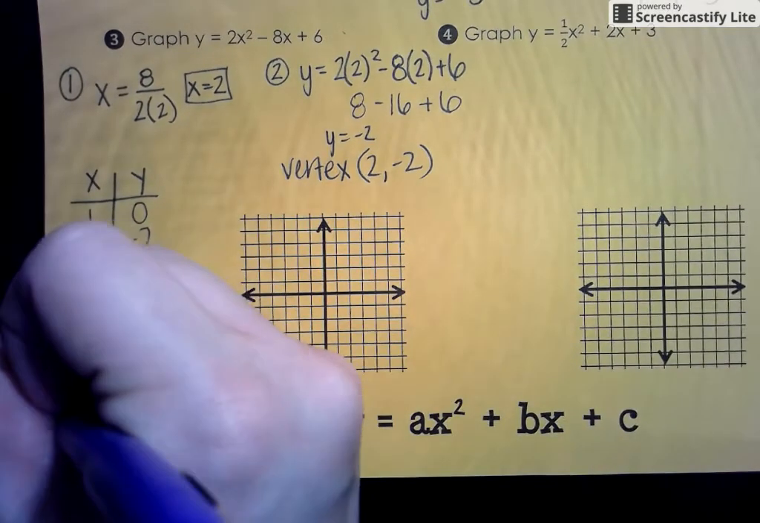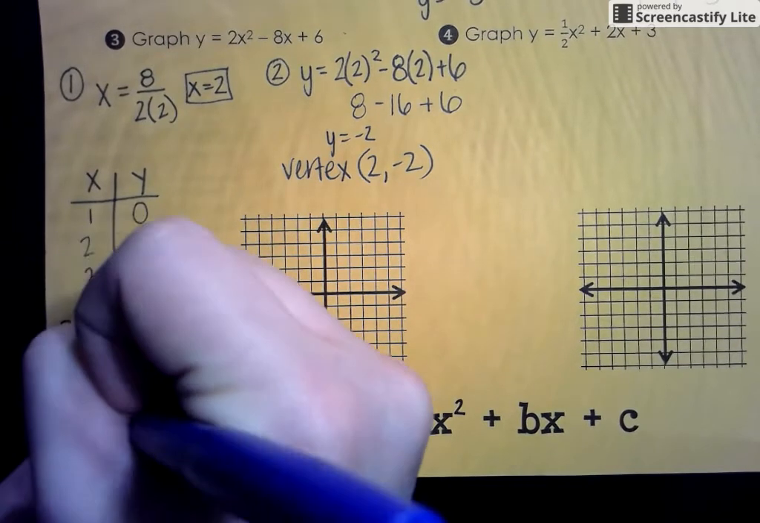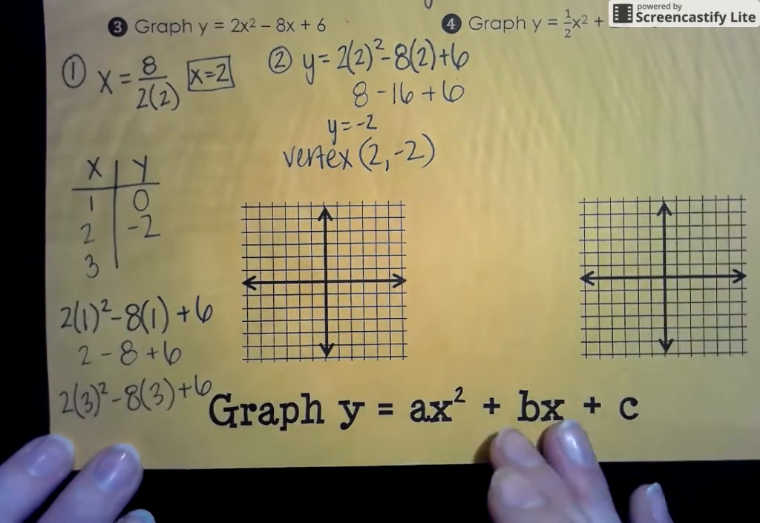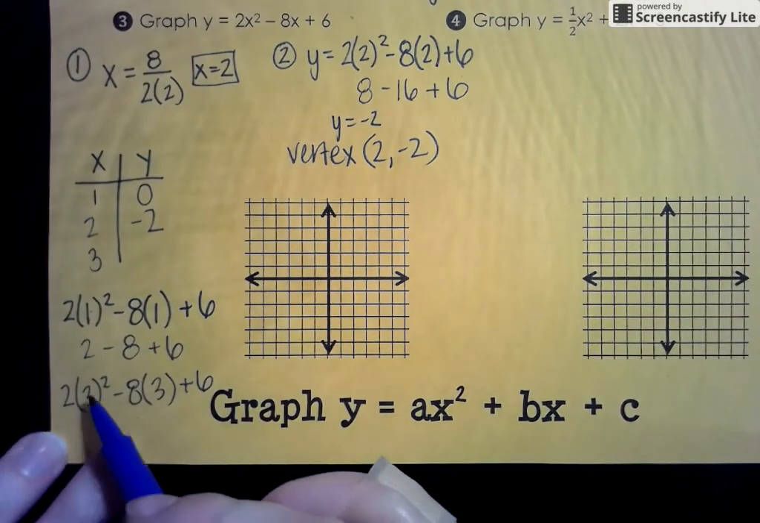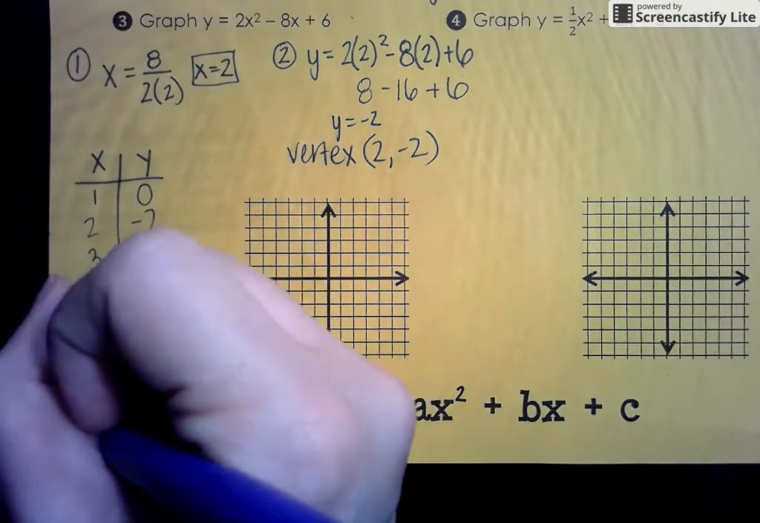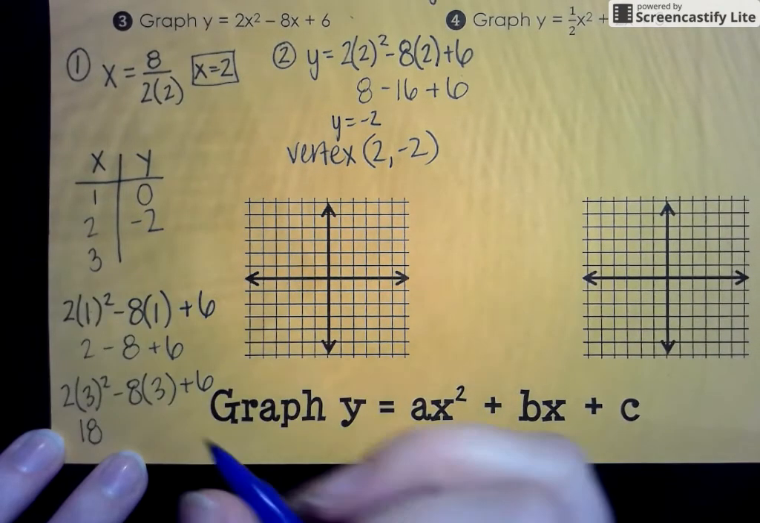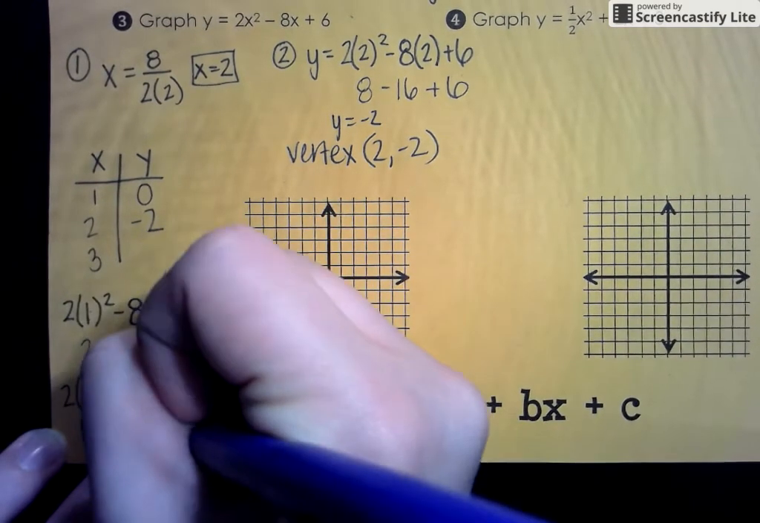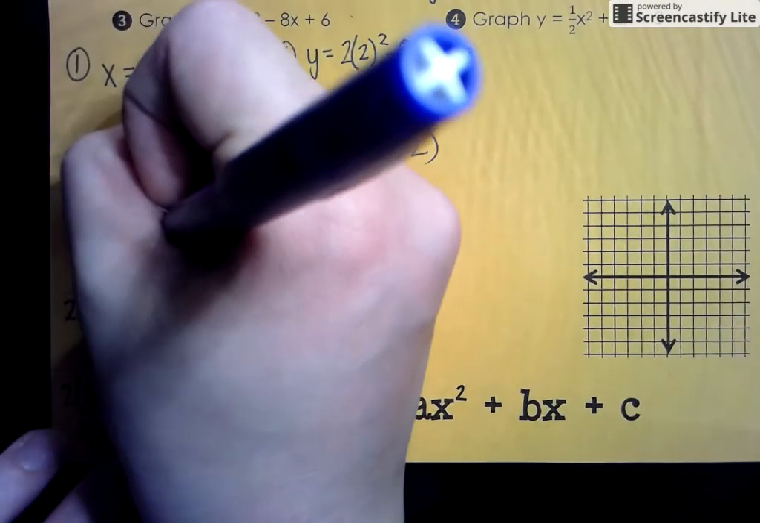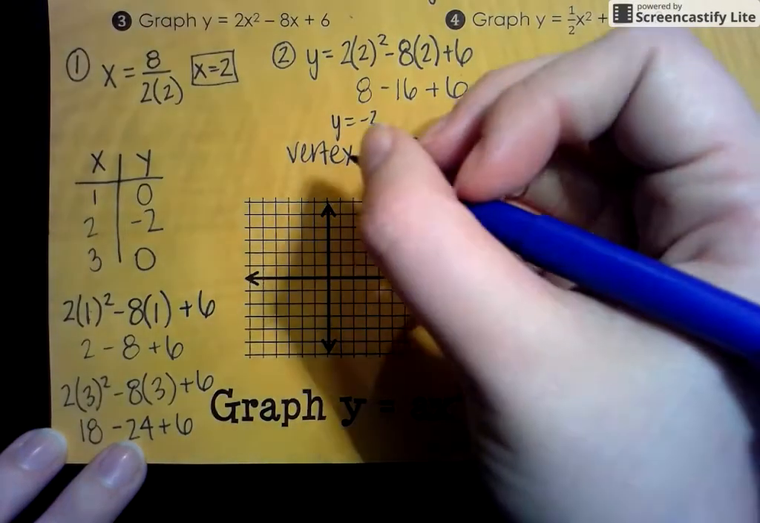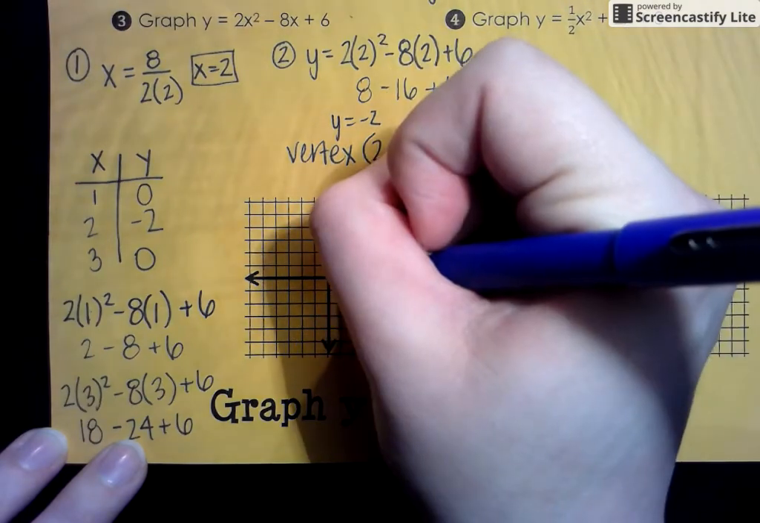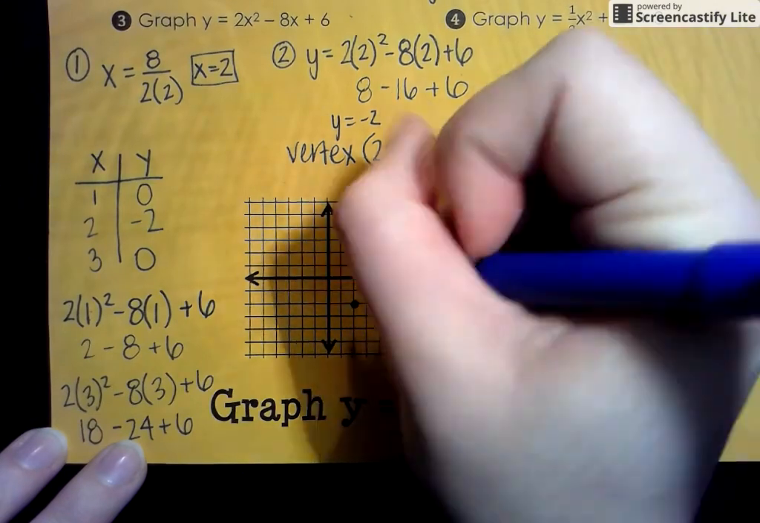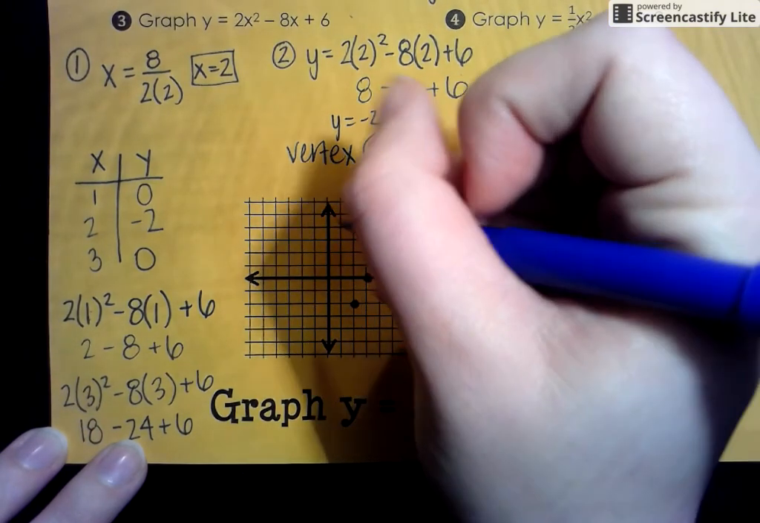I'm going to do the same thing for the 3. So I have 2 times 3 squared minus 8 times 3 plus 6. I'm then going to take 3 squared, which is going to give me 9, times 2 is 18. So you always do what's in the parentheses first, squared, minus 24 plus 6, which is also going to give me 0. So I'm going to plot my vertex, which is 2, negative 2. And then I'm going to plot 3, 0, and 1, 0.